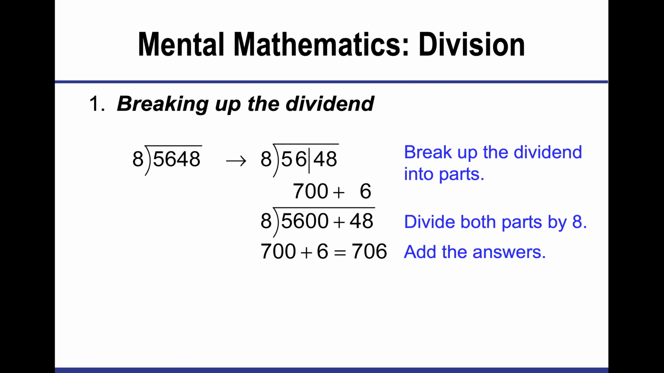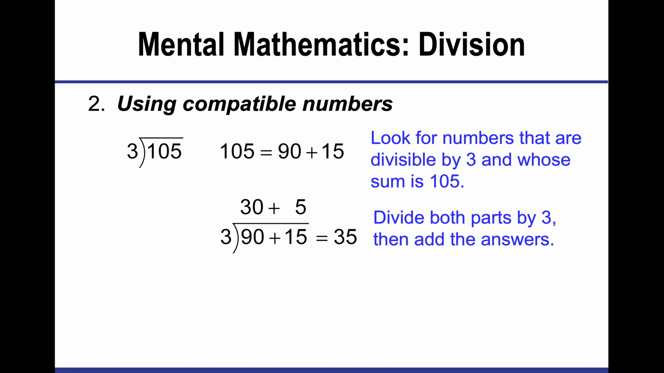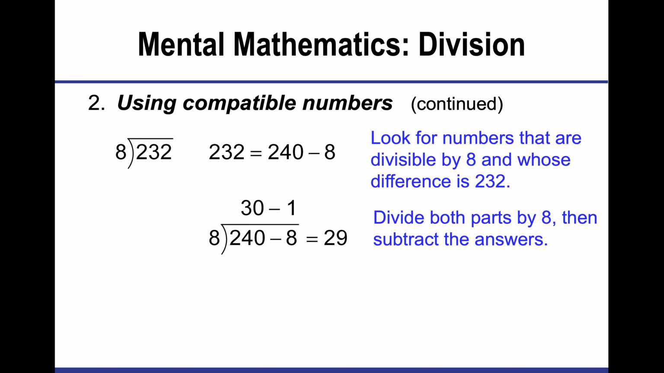But this is just the method, right? This is going to be division in the lab. It's not going to be that we have to do it this way, like we talked about in the discussion forums. So this is another look at compatible numbers where I'm taking that 105 and I'm breaking it into two things that are factors of 3.